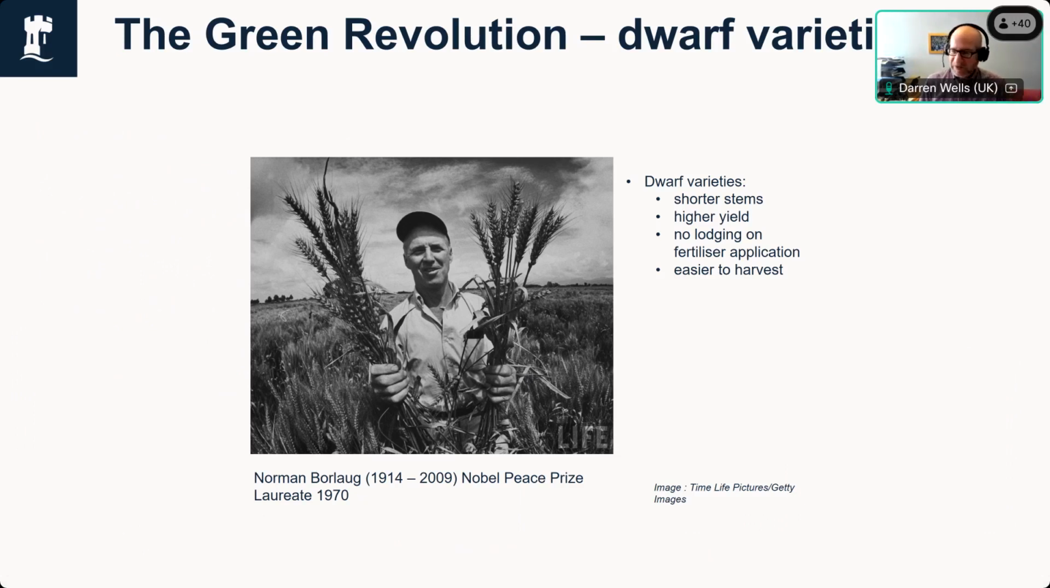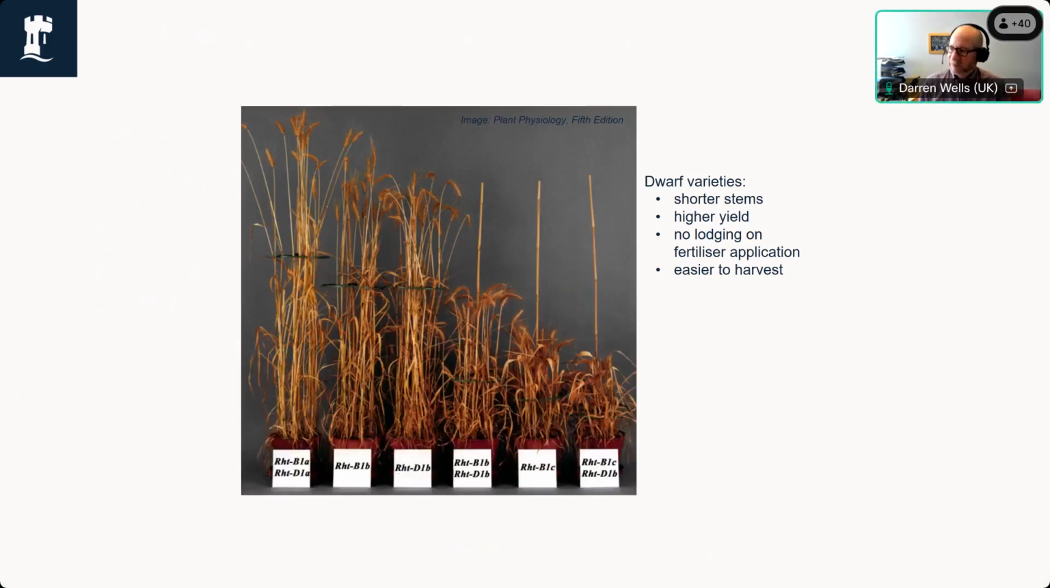Also, shorter stems are easy to harvest, which means it met that other pillar of the Green Revolution, the idea that you can increase mechanization. Put all those together, and as that diagram showed, we managed to triple yield over the period we were talking about. And we now know the genetic basis of a lot of that dwarfism. It's the RHT genes, and this has been used in many other species.